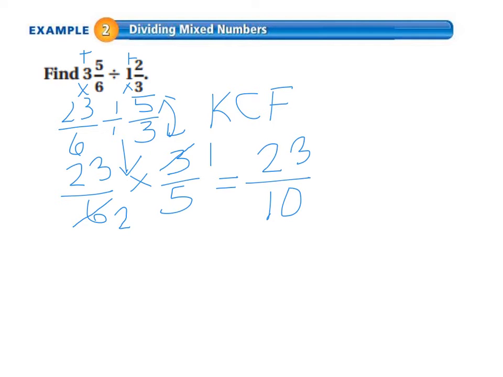I should change that now back into a mixed number instead of leaving my answer as an improper fraction. So how many groups of 10 are there in 23? There are 2 groups of 10 in 23. That would be 20, leaving me with 3 left over. 2 3/10 would be my answer. 3 5/6 divided by 1 2/3 is 2 3/10.